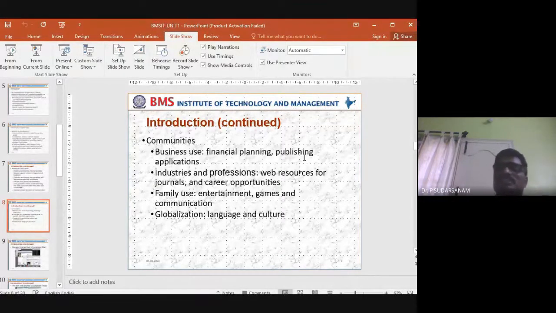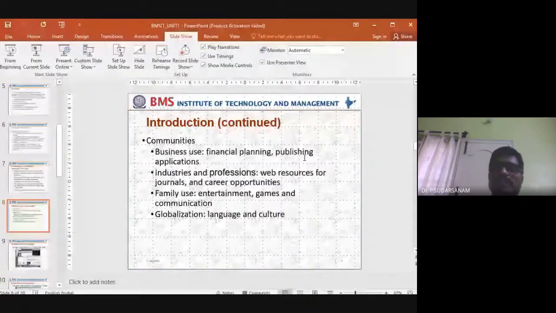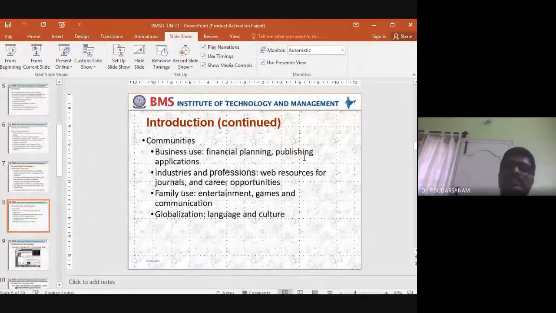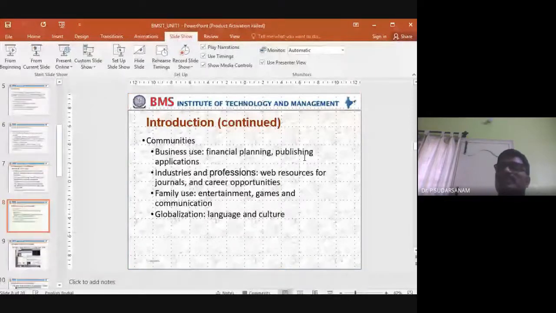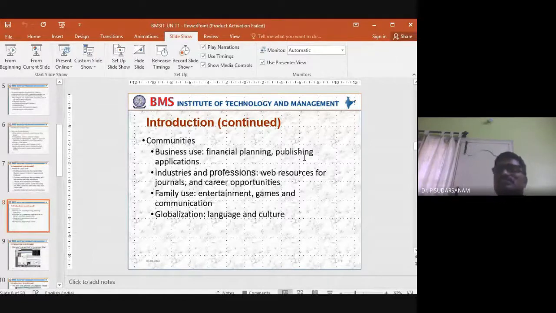So business use. Business use is nothing but what? You should have financial planning and publishing applications. Financial planning is also important. When you are advertising items, you can offer 5% discount or 2% discount or 10% discount. Nobody can give 100% or 90% discount on the items, otherwise they have to close the business. So financial planning is most important, and also publishing the applications. Before publishing, they should keep this in mind.